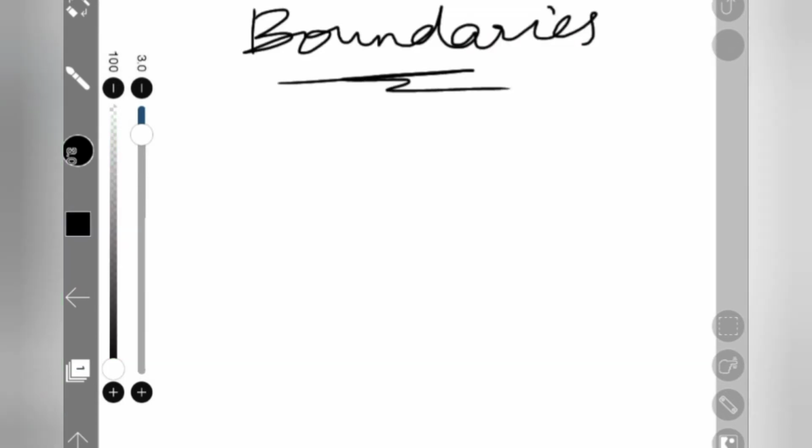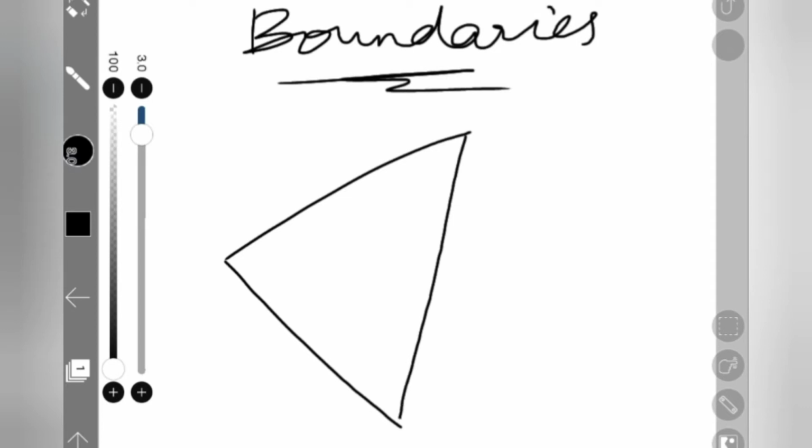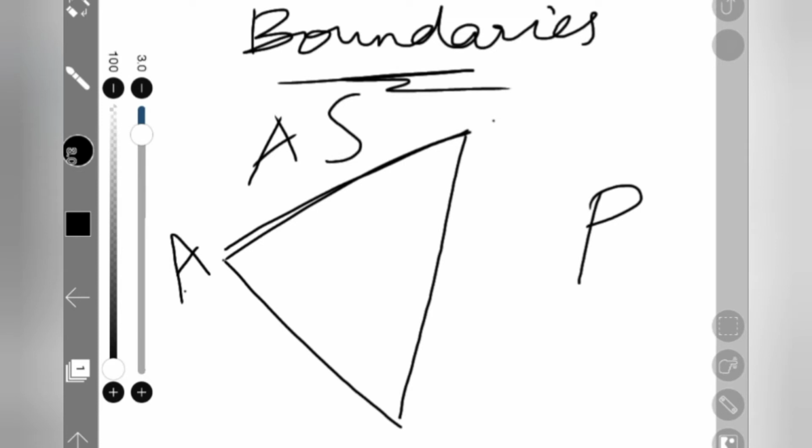We'll see the boundaries first. The triangle is situated in such a way that the base is towards the posterior side, with the two sides here and the apex facing the anterior side. It runs from anterior to posterior and runs superiorly, so it is the antero-superior side. As it runs inferiorly, this is the antero-inferior side. So these are the sides of the carotid triangle.